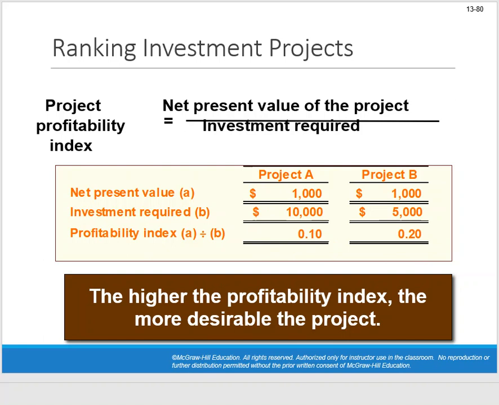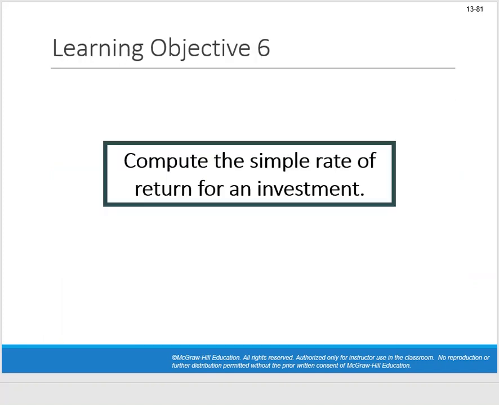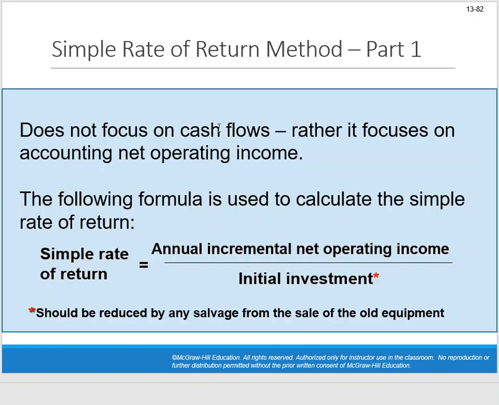So NPV is a very useful tool, but we need to be careful in terms of ranking our investment projects. Simple rate of return is a different method from the others in that it does not focus on cash flows, but rather on our net operating income. So more of a traditional accounting focus rather than our focus on cash flows and discounted cash flows.